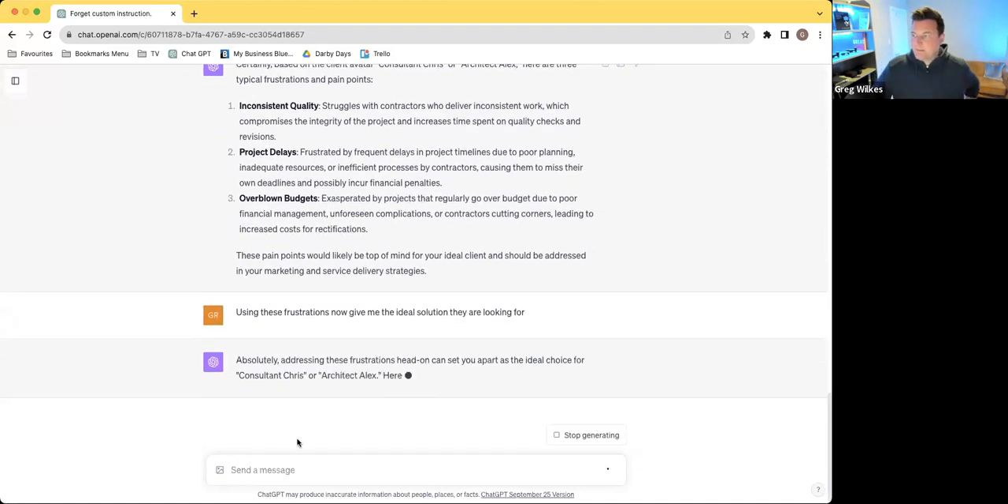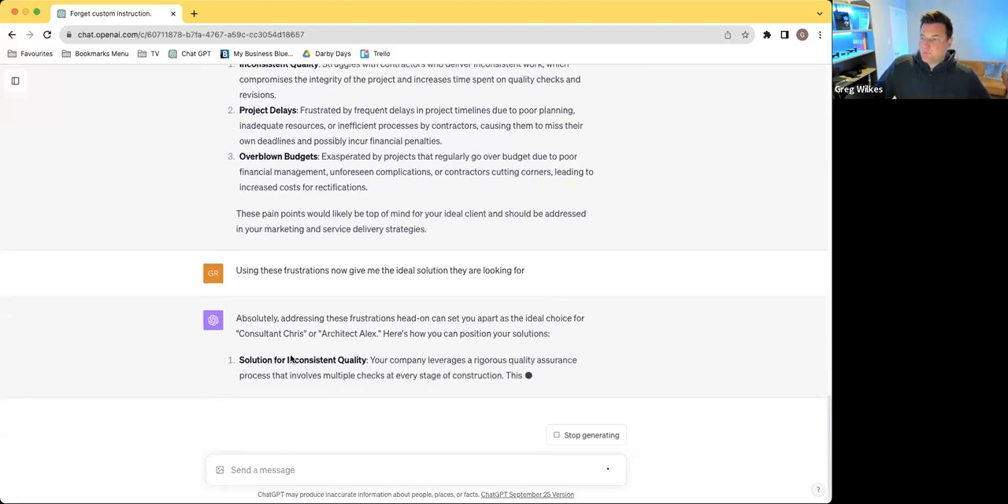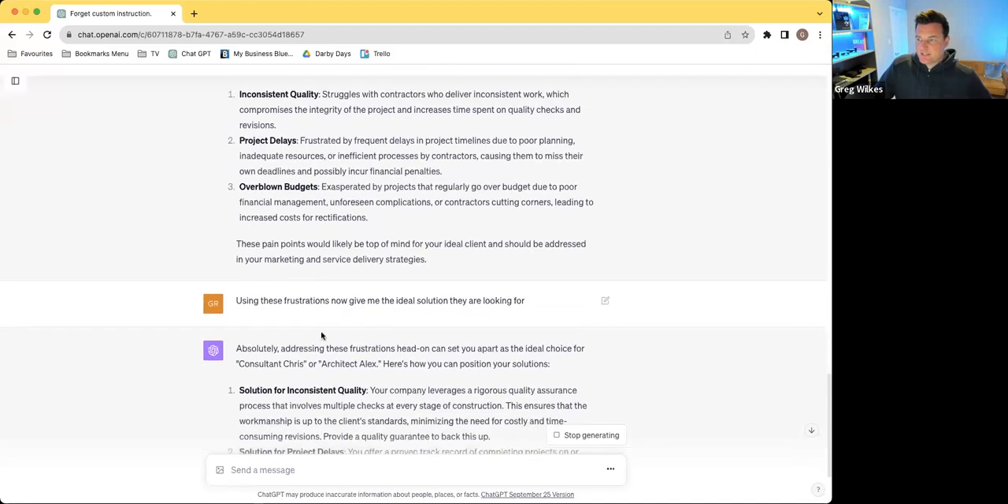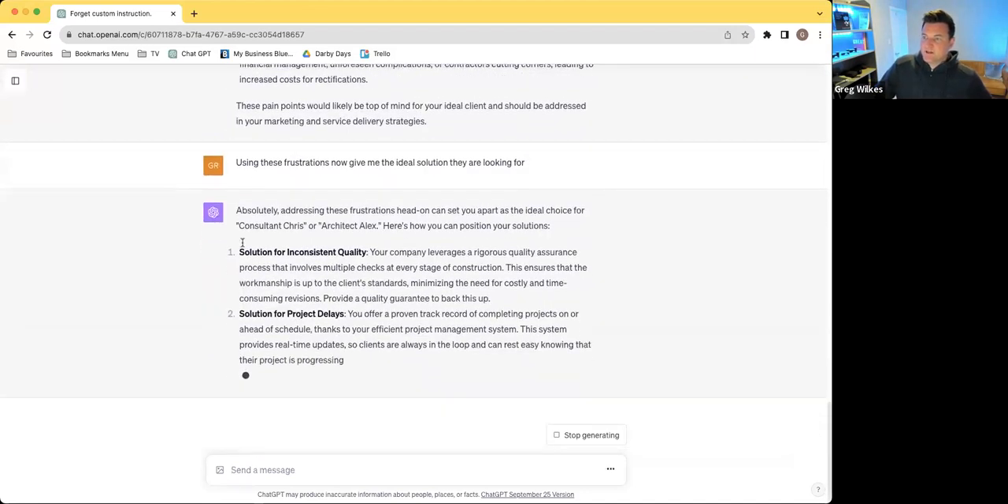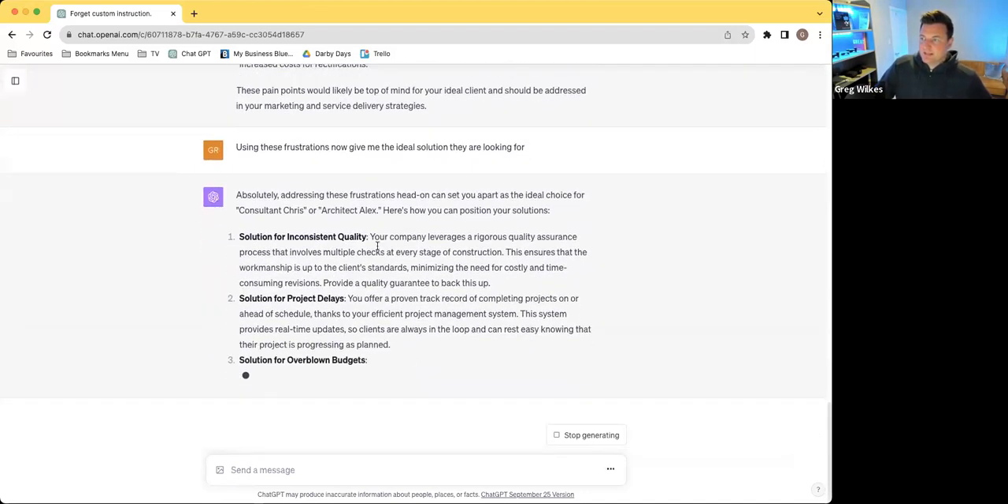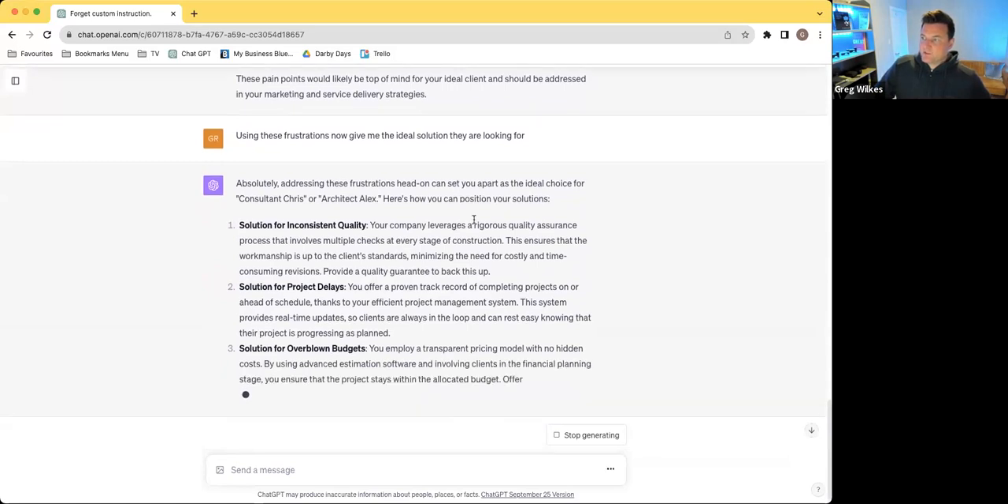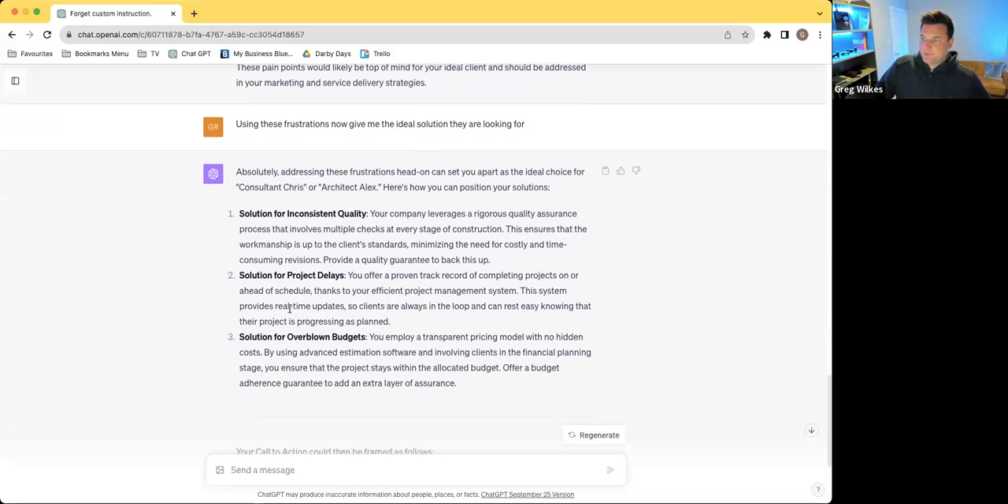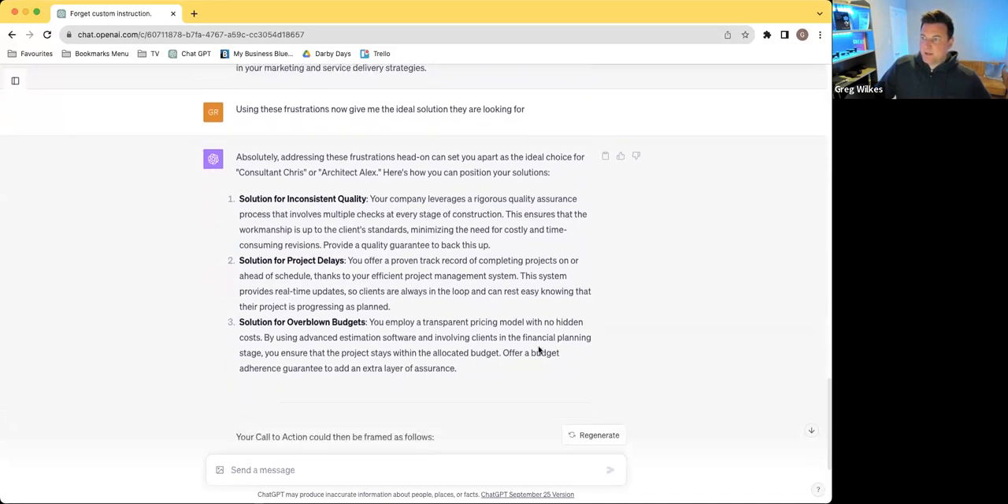All right. So now it's saying what they're looking for, because they're really worried about inconsistent quality and they're worried about project delays and overblown budgets. The first thing they've got to do is they need a company that has a rigorous quality assurance process that has multiple checks in every stage. For delays, they want a proven track record of completing on time and efficient project management, provide real-time updates. And for overblown budgets, they have a transparent pricing model and advanced estimation software.